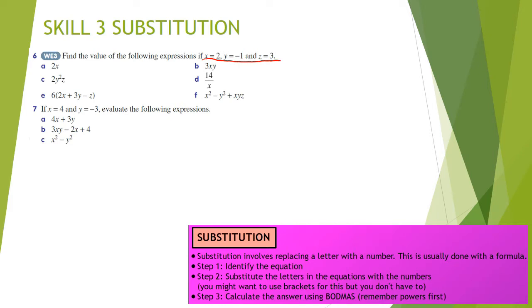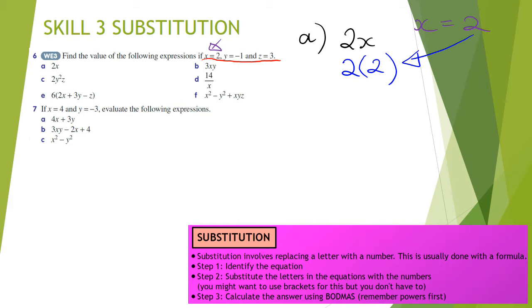If we start with question 6a, the expression is 2x. What we need to do is replace the x term with the number 2 because the question outlines that x equals 2. When we replace the letter with the number, we normally write it in brackets. So the 2 stays out the front, but the x changes to be a 2 in brackets.